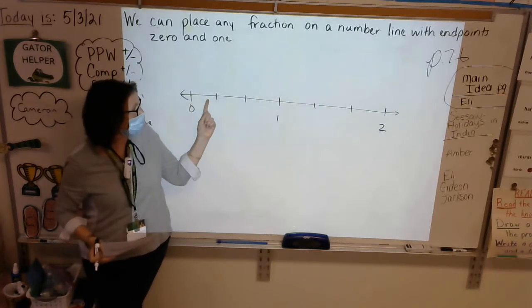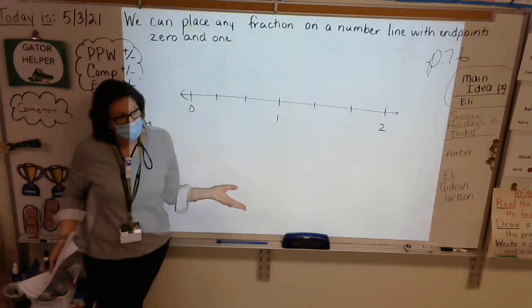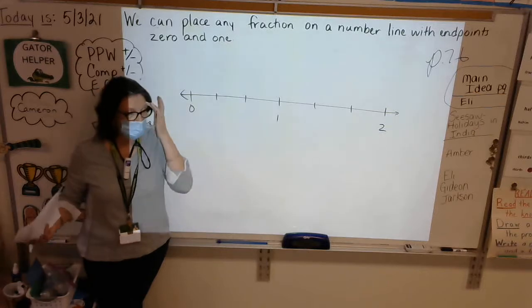3 equal parts. Let's count them. 1, 2, 3. 3 equal parts. So if I have 3 equal parts in 1 whole, my unit is thirds. Very good. So let's start counting.